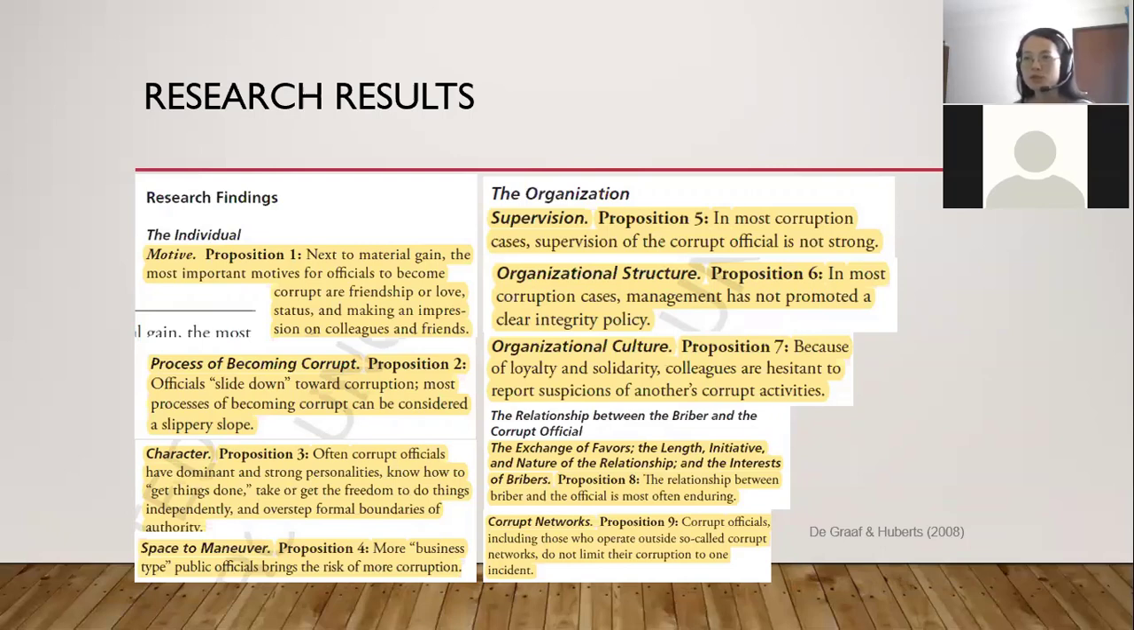When it comes to relationships with other people, how it influences an official's decision to be corrupt, how the slope is very slippery for officials to get gradually corrupted. So all these propositions serve as future research directions to be tested, verified, proved by either further case studies or other research methods.